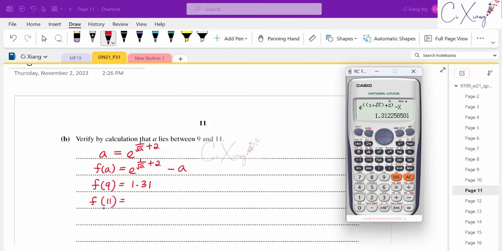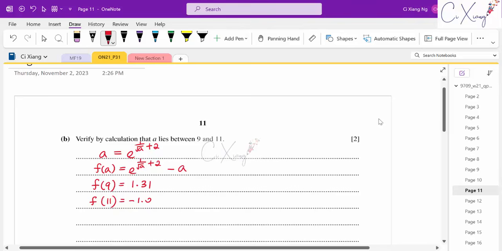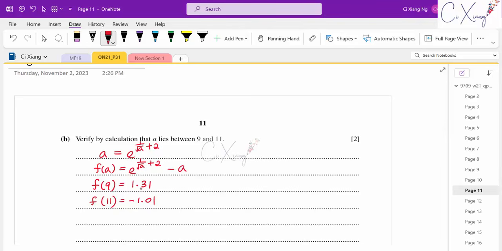How about if I want to substitute the value 11? So press calculate again, then press in the value 11 and the equal sign. Then you get negative 1.01. So you can observe f(9) and f(11): one is positive and one is negative, right? So this is what we call a sign change. When you see a sign change, that means the root A lies between the values 9 and 11.